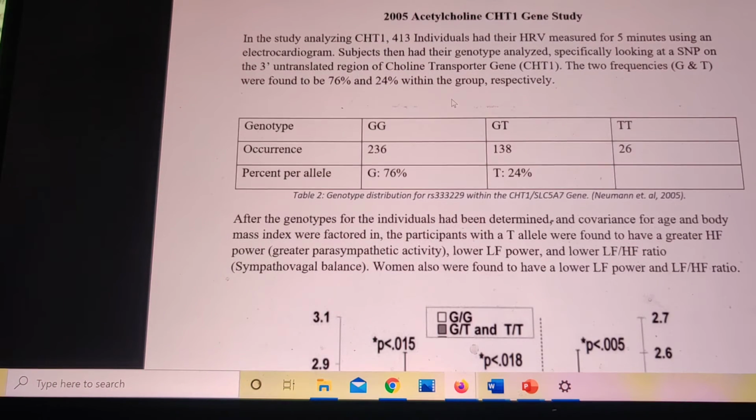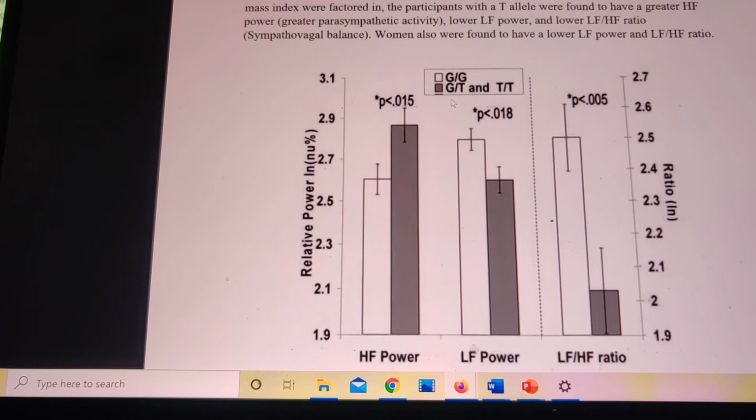So the findings for the 2005 study indicated that of the 413 individuals, 76% of them had the G phenotype, or the more common of the 2 phenotypes for that position, while 24% had the T allele, the least common of the 2. And so what they determined from this is individuals who had the T allele were found to have a greater parasympathetic activity and a lower sympathovagal balance.